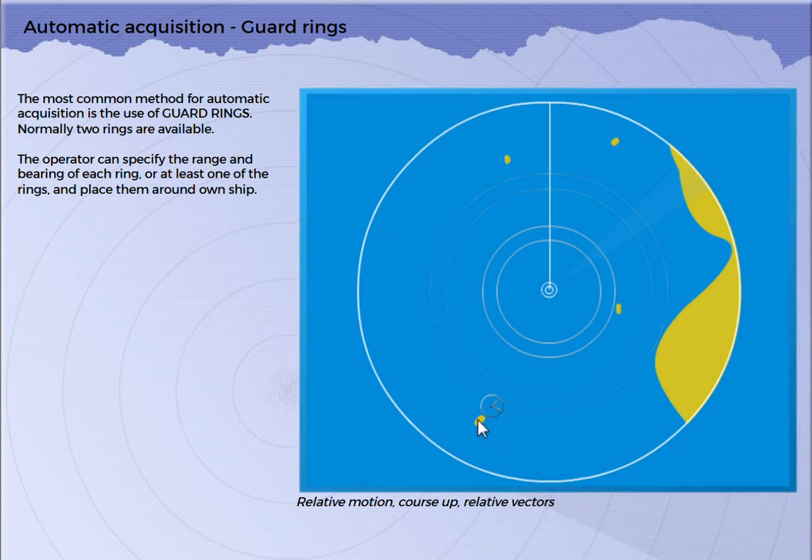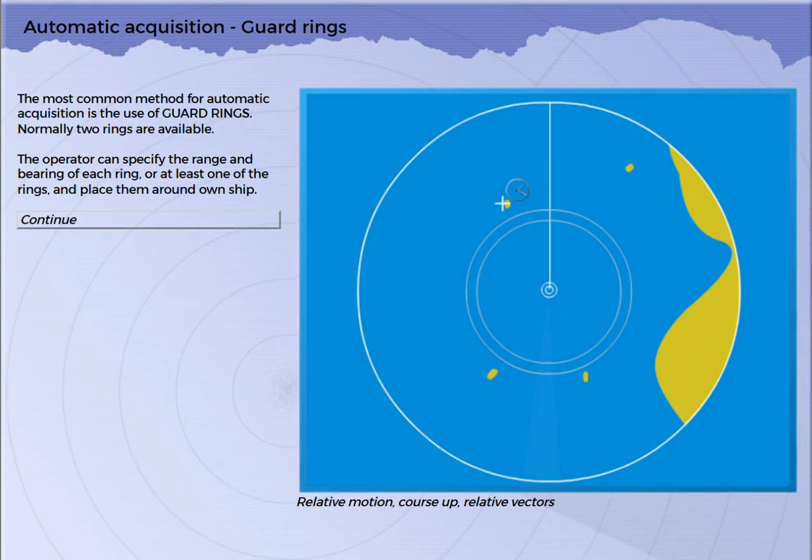Targets that are automatically acquired are marked with flashing circular segments. These are red on a color display and will continue flashing until acknowledged. Now move the cursor on top of a target and press the left mouse button to acknowledge. Click on Continue when you want to proceed.